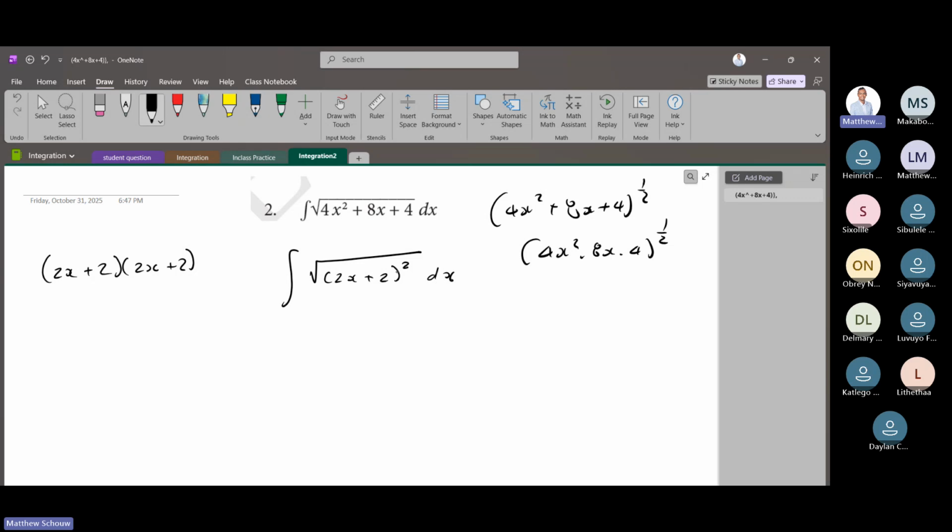This root will cancel that square, am I right? Yes, sir. So it'll be power 2, but all of that is to the power of half. You know what I mean? So half times 2 is 1. You got me? Are you guys with me? Yes, sir.